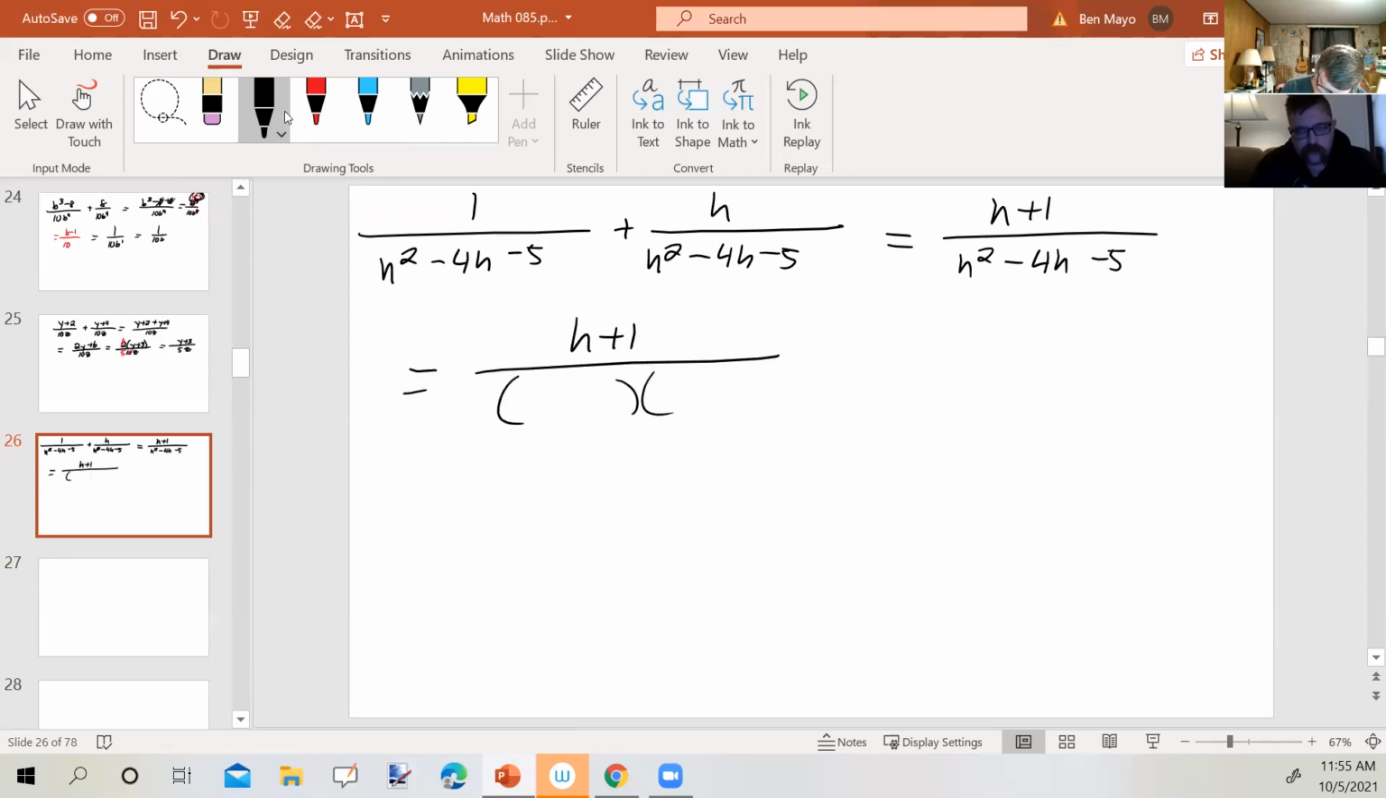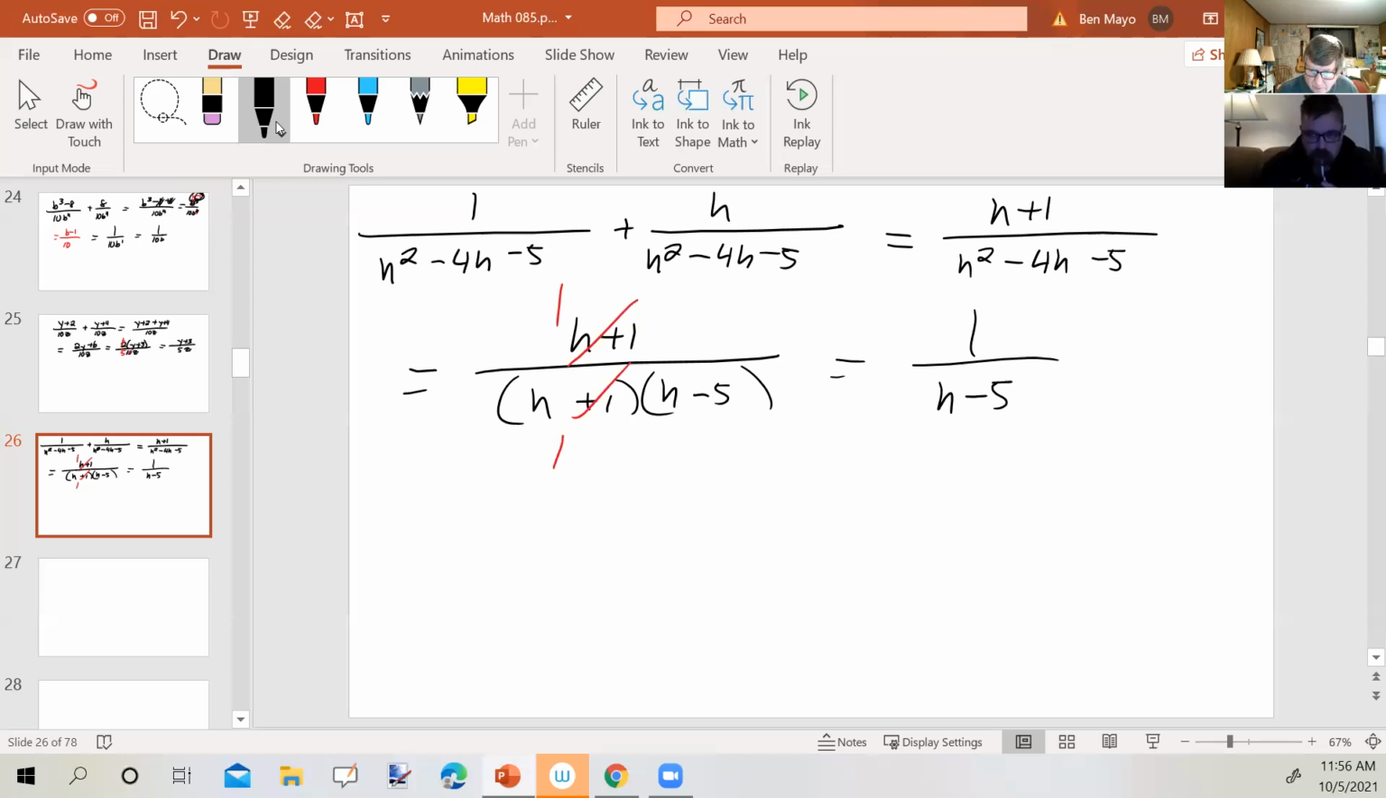However, I can factor the denominator into, let's see, 1 times negative 5 is negative 5, and 1 plus negative 5 is negative 4. Okay, so now I can come back and reduce this to 1 over 1. So I have 1 over h minus 5. Right.